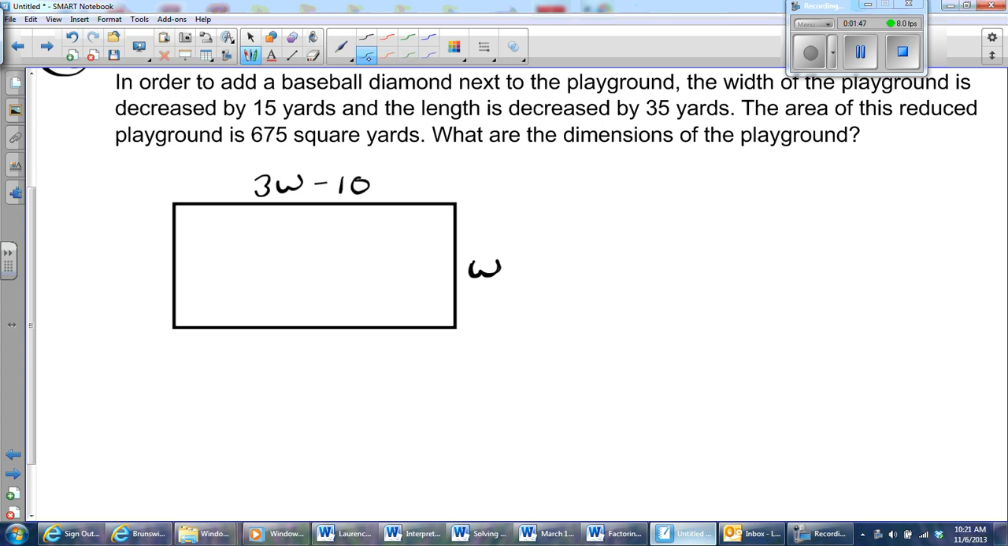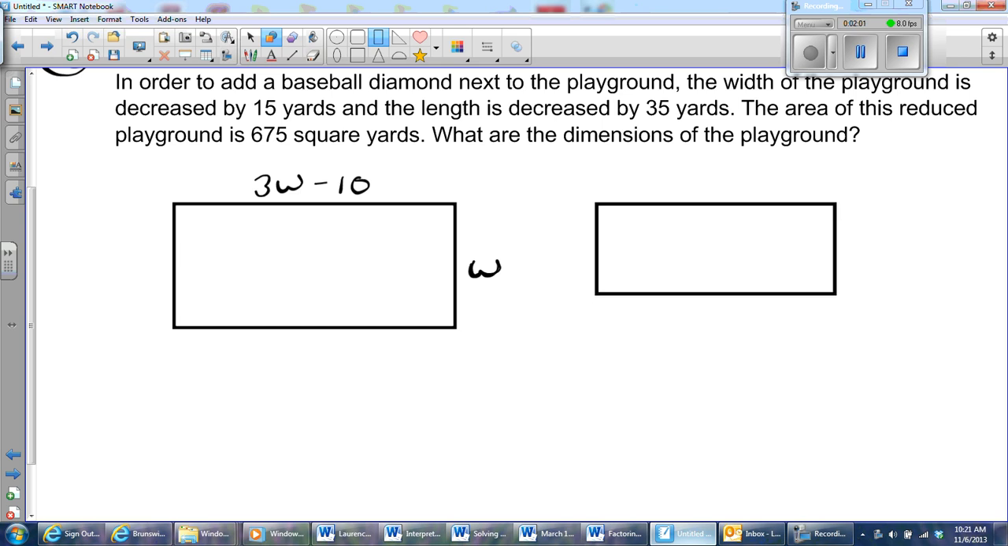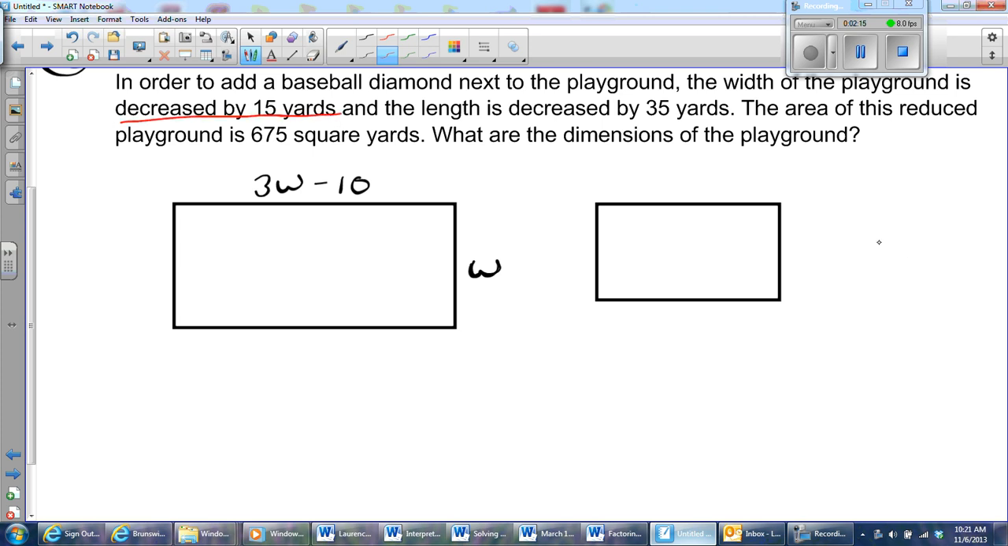Now, I saw some people in class today trying to redraw on the same thing, and I think it gets too confusing. So I'm actually going to draw another rectangle. Okay, and it's not going to be as long or as wide because in the story I know they're being decreased. Now, the width of the playground is decreased by 15 yards. So my new width becomes W minus 15. And the length is being decreased by 35 yards. Well, if this is my first length, and if I take 35 away from that, won't I have 3W minus 45?